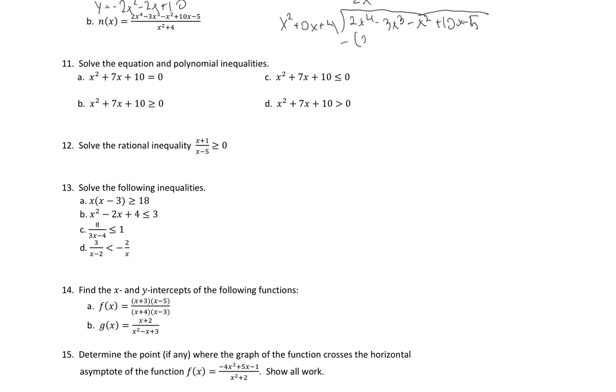So we'll subtract 2x to the 4th plus 0x to the 3rd, and then plus 8x squared. 2 minus 2 is going to cancel. Minus 3 minus nothing, we'll just bring that down. Minus x squared minus 8x squared is going to be minus 9x squared.